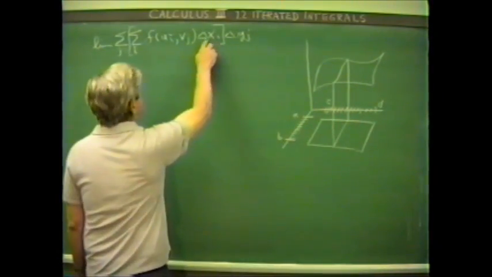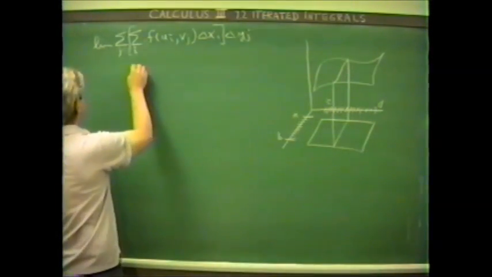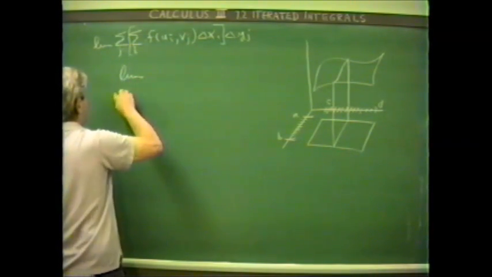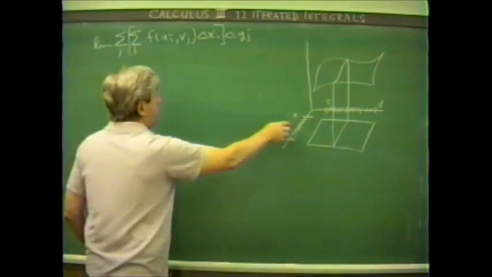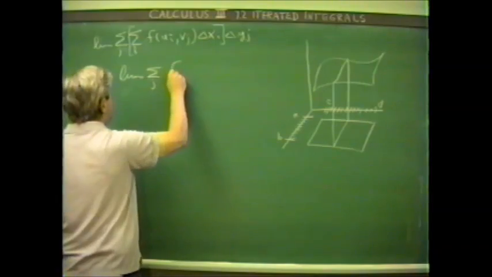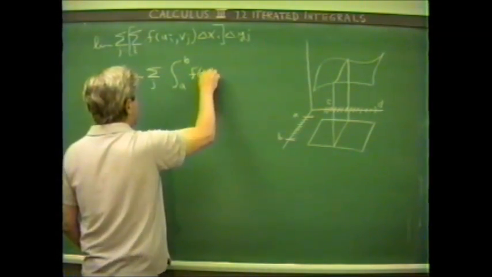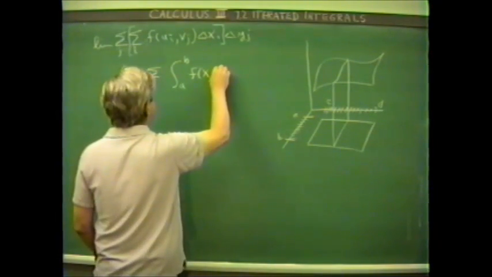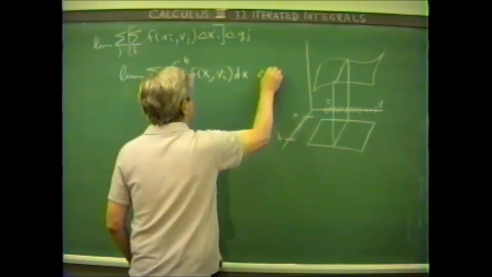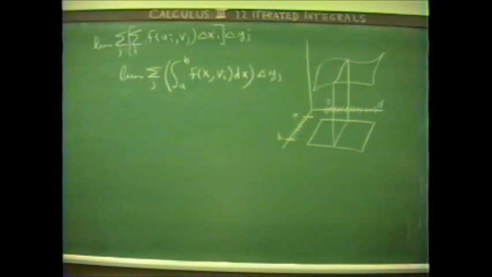if we let the limit as the norm of the partition go to 0 in this direction, what we get is the integral. So this is going to be the same thing that you have if you took the limit as the partition goes to 0 in the y direction of the sum over j of the integral from A to B of f of x and v_j dx times delta y_j. That's to say we replace this right here with its value in the limit.